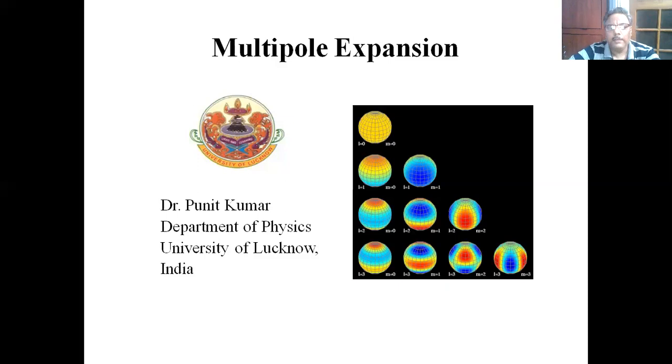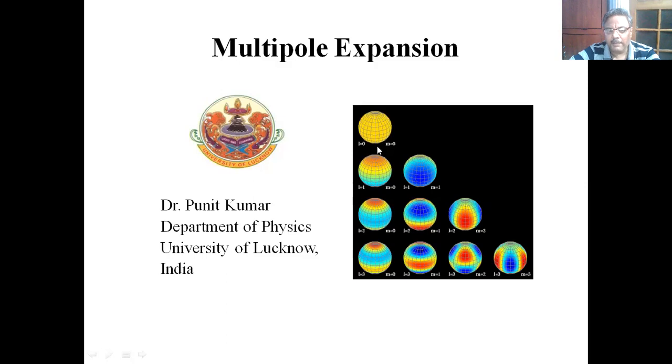Today we are going to discuss multipole expansion. As you can see in the figure, there are two indices, L and M, and for various value combinations of L and M, we have different figures. For L equal to 0, M equal to 0, we have a single figure. For L equal to 1, we have two orientations of M. For L equal to 2, we have three orientations of M, and so on.